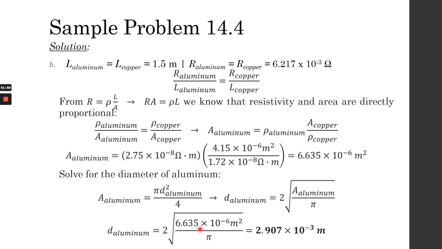Plugging in the numbers, you'll get that the diameter of the aluminum should be 2.907 times 10 raised to negative 3. If this is the diameter of the aluminum, then we'll be able to get the same resistance as the resistance of the copper. So that's how we solve an equation like this.